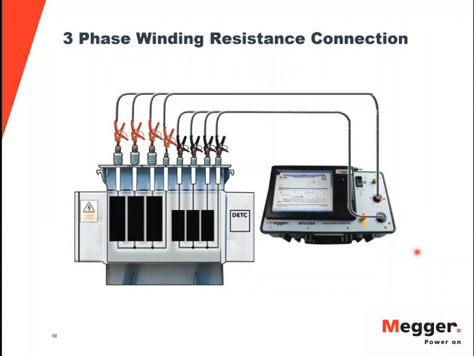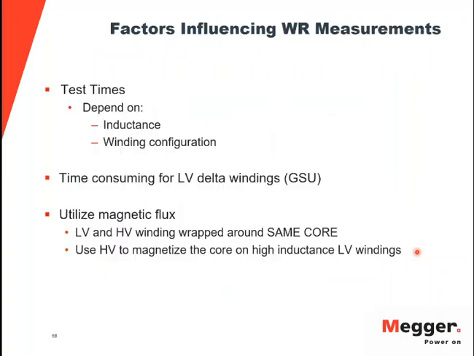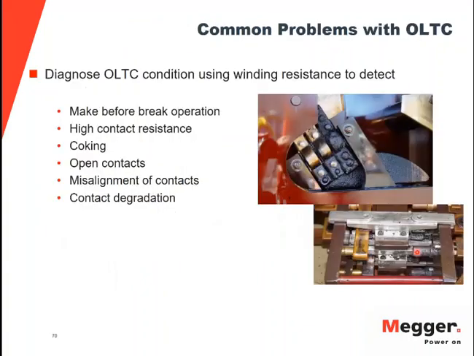This is how you would connect the leads. Again, you connect all the phases, and then the test set tests one phase at a time and automatically switches to the other phase. This is just a summary of what we talked about: if you have a larger coil, a larger inductance, it will take a longer time, and you may want to try a dual injection method to get readings faster.